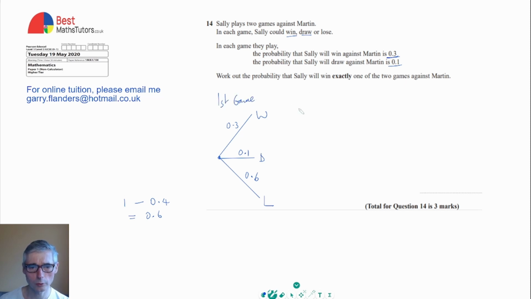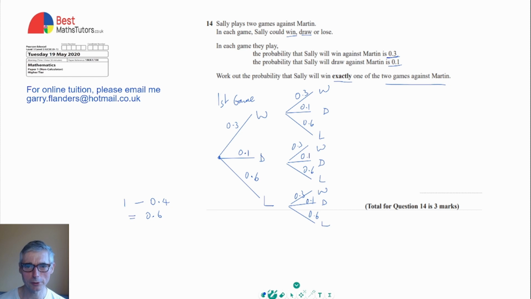And then from each one of these outcomes for the first game, we can say, well, the second game again has got 3 outcomes, so we can represent that like this. So 3 more lines coming from each, whether we've won, lost or drawn, we've got 3 outcomes again in the second game. So again, we could win, draw or lose for each one of these. And the probabilities are going to be the same as for the first game, so we can write those on.